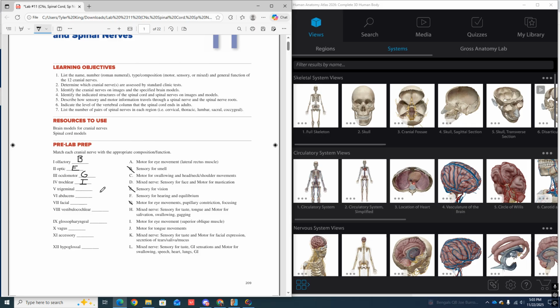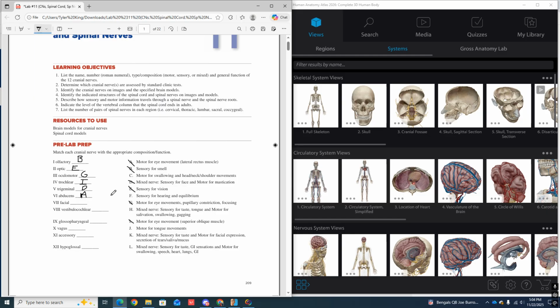Trigeminal has 3 branches off it. It's actually a mixed nerve. It's used for sensation on our face when things are touching our face, and also for innervating the muscles of mastication, which is letter D here. That one there. Abducens, LA: lateral rectus, abducens. Lateral rectus, abducens. Letter A here, LA. Perfect.